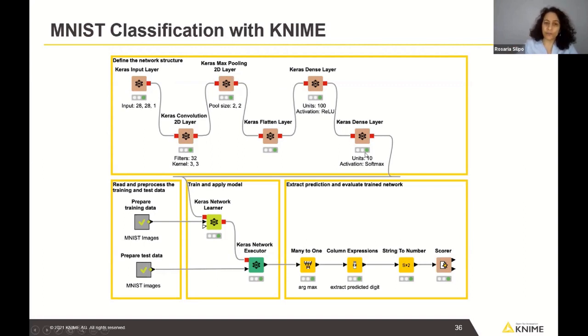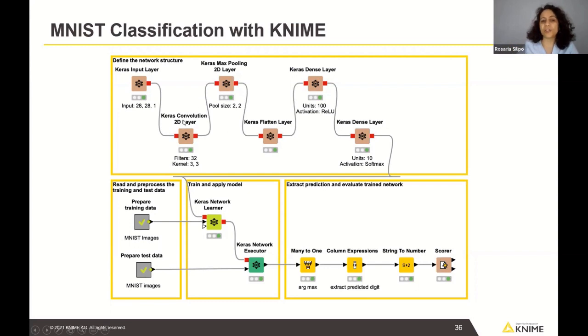This is the structure of the network. And then, of course, you feed the structure of the network into the Keras network learner together with the training data. The Keras network learner performs the training of the network, and then the Keras network executor node performs the application of the network. And then, of course, you score the final results.